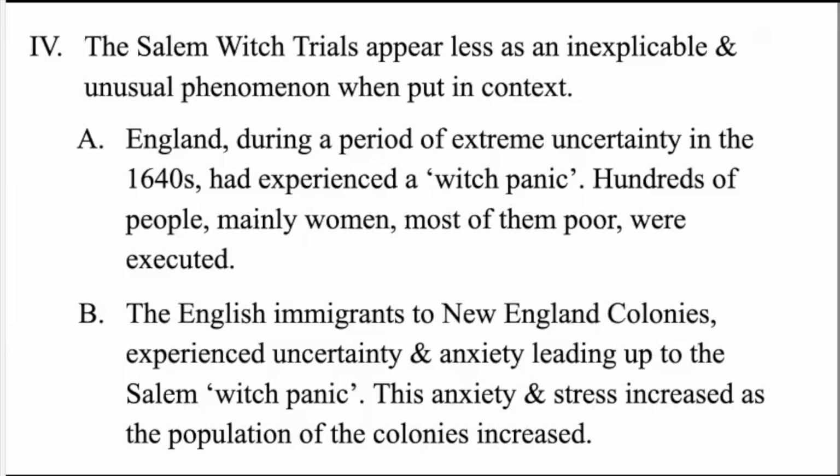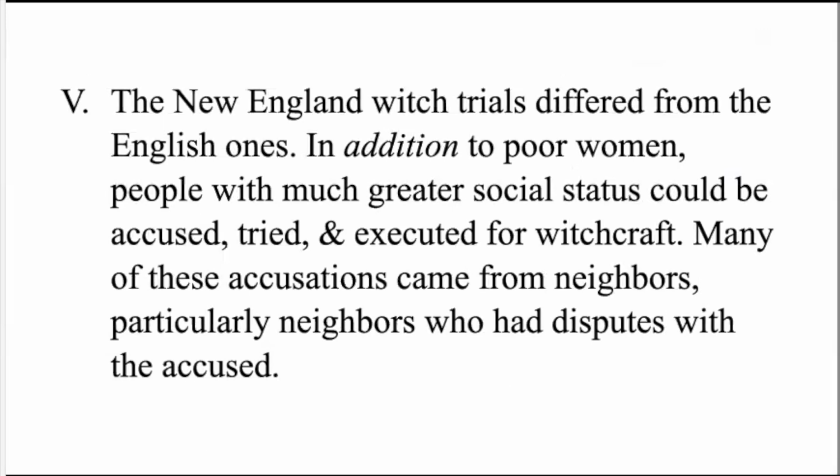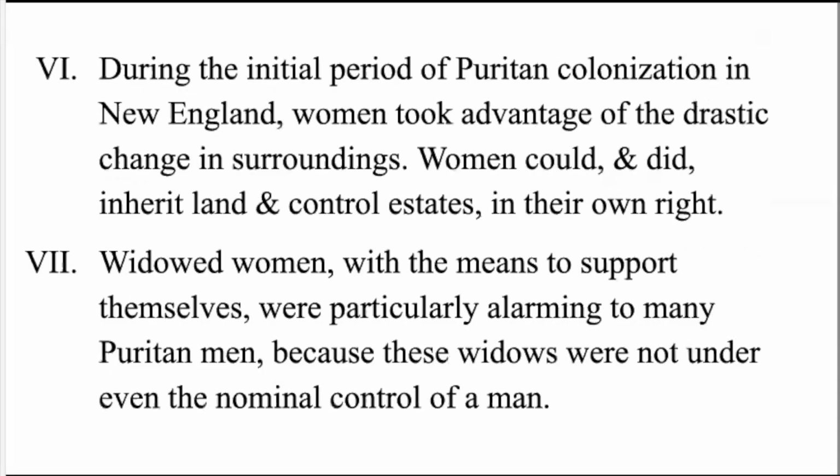This anxiety and stress increased as the population of the colonies increased. The New England witch trials differed from the English ones. In addition to poor women, people with much greater social status could be accused, tried, and executed for witchcraft. Many of these accusations came from neighbors, particularly neighbors who had disputes with the accused. During the initial period of Puritan colonization in New England, women took advantage of the drastic change in surroundings. Women could and did inherit land and control estates in their own right. Widowed women with the means to support themselves were particularly alarming to many Puritan men because these widows were not under even the nominal control of a man.